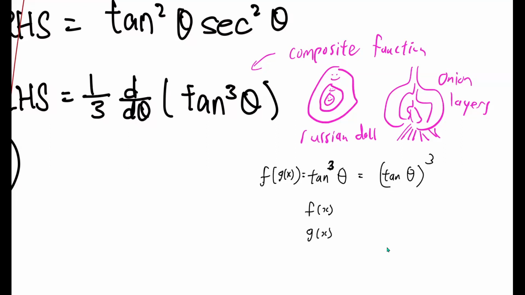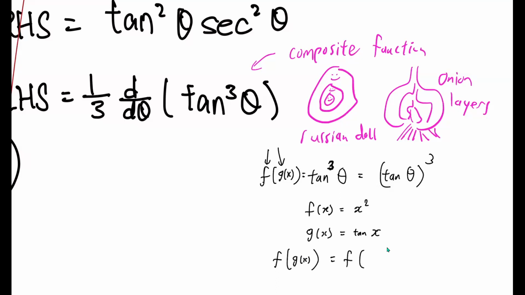Tangent square theta times tangent? No, that's multiplication of 2. This is not multiplication, by the way, this notation. Are you familiar with this? I mean, g of x is tangent theta, then f is square. Wait, does that make sense? Sorry, no, I should use x. So you're saying this is x squared. Let's see what happens. No, it's x cubed. It's x cubed. My bad.